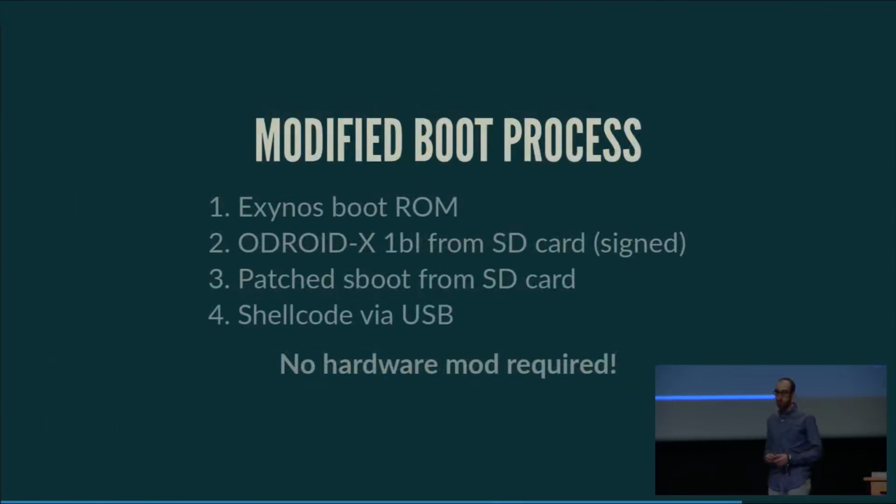And this is the modified boot process. So you start with Exynos Bootrom, you plug in an external SD card. The external SD card has Odroidx first bootloader, which is signed, so the bootrom will jump into it. And then the first bootloader will jump to the patch test boot, and then you can exploit it and run your shellcode, and no hardware mod is required at all.